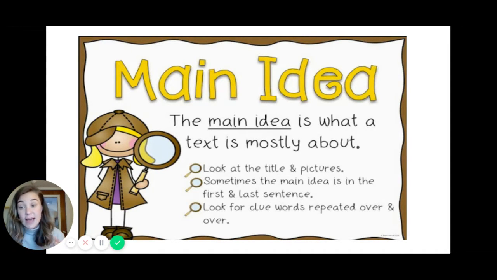So the title, we know, can be found on the front cover. It can be found on the title page. And by reading it, that might give us a little clue about what the story is going to be about. Also, looking at the pictures, right? We know that the words in a book match the pictures, right? So if we're looking at the pictures, we might be able to say, oh, that's what the main idea is, all right? So we're going to use that strategy today, looking at the title and the pictures.